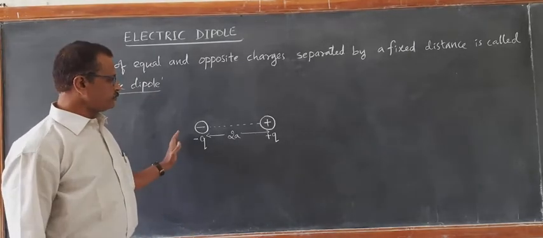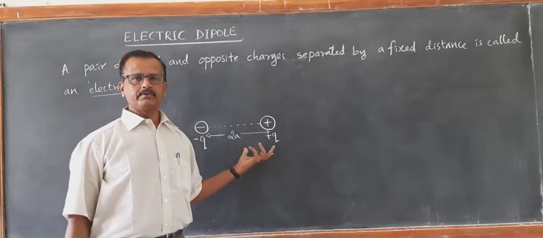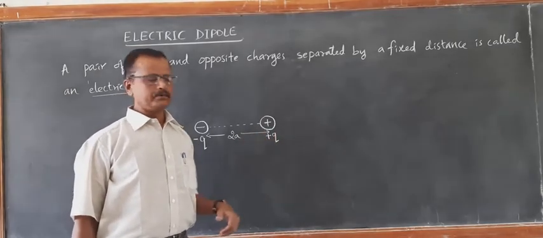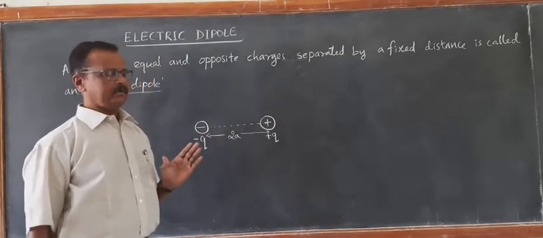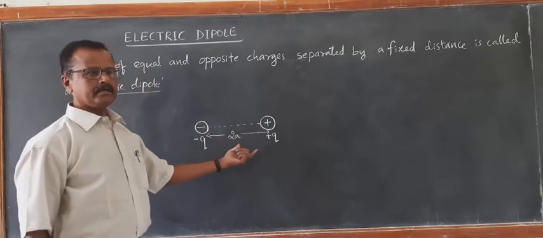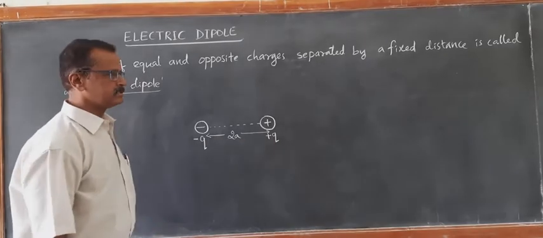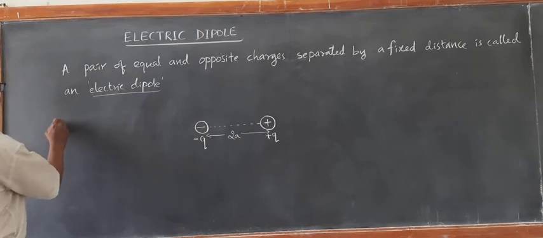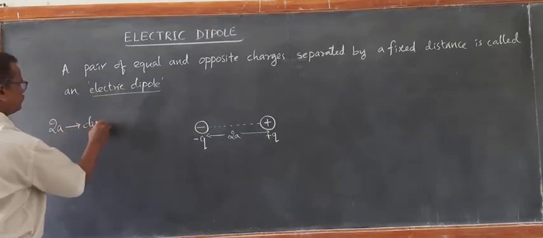So we are finding out the electric field due to such a dipole. Electric field due to a dipole. Now, before we go into details, first let us learn some details about the electric dipole. The dipole has a fixed length. It is called dipole length. Here, 2a is called the dipole length.